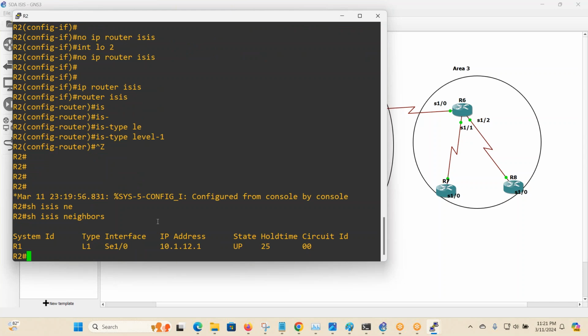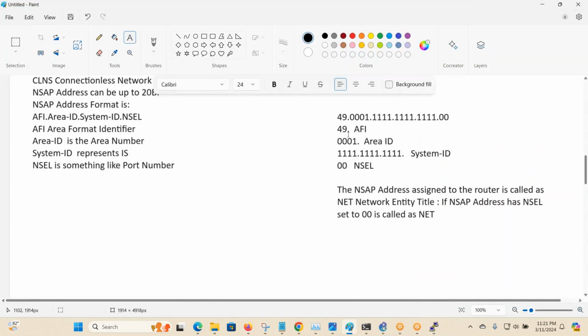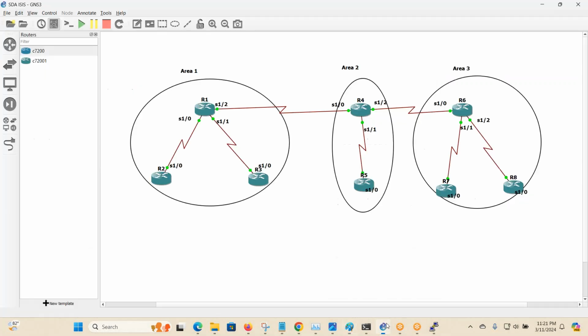So 49 is the AFI, area format identifier. So basically I am deciding by myself, because I know the format is AFI, area ID, system ID, and NSEL. So I'm using area ID according to the design. So this is area 1, this is area 2, this is area 3. Area 1 means 0001, area 2 0002, area 3 0003. So whatever the router number is, I'm using it as the system ID, 1111.1111.1111. So 49 represents the private addresses and NSEL is 0 for NET.